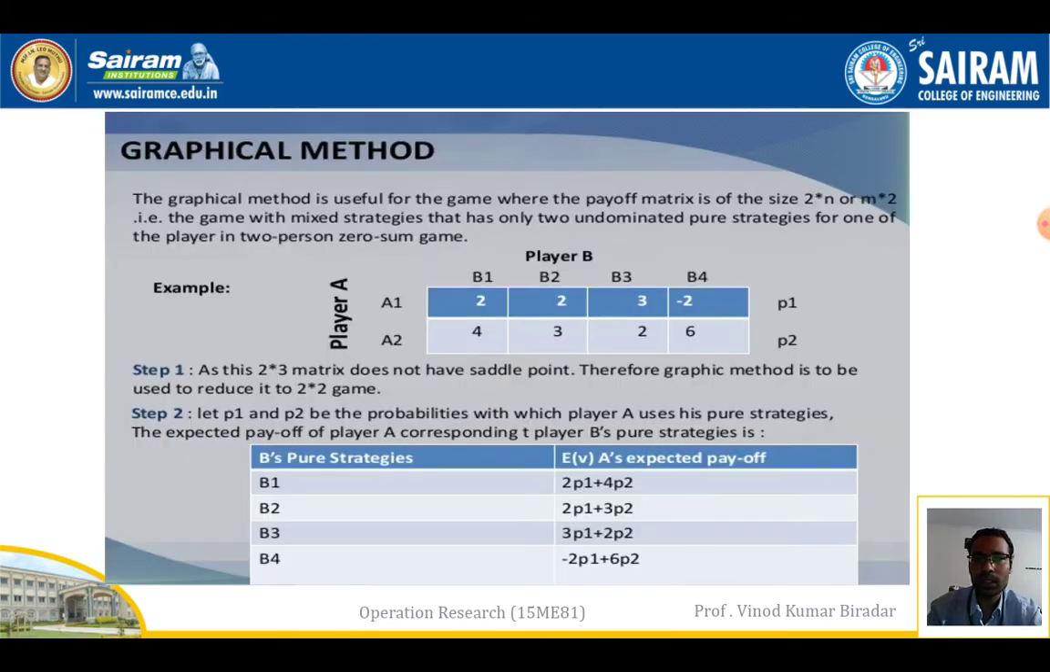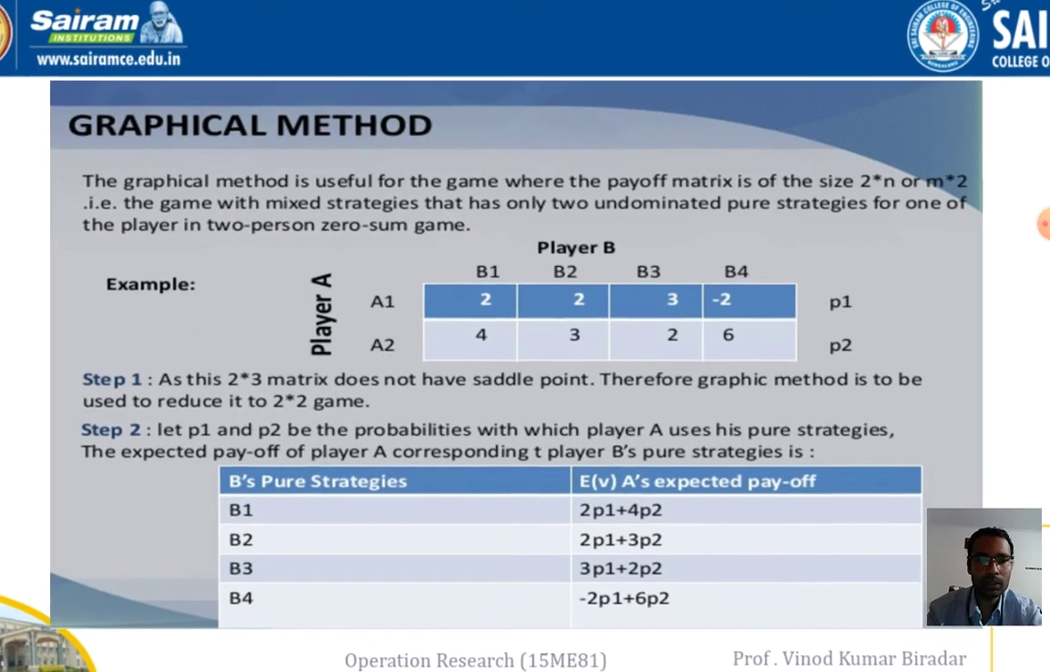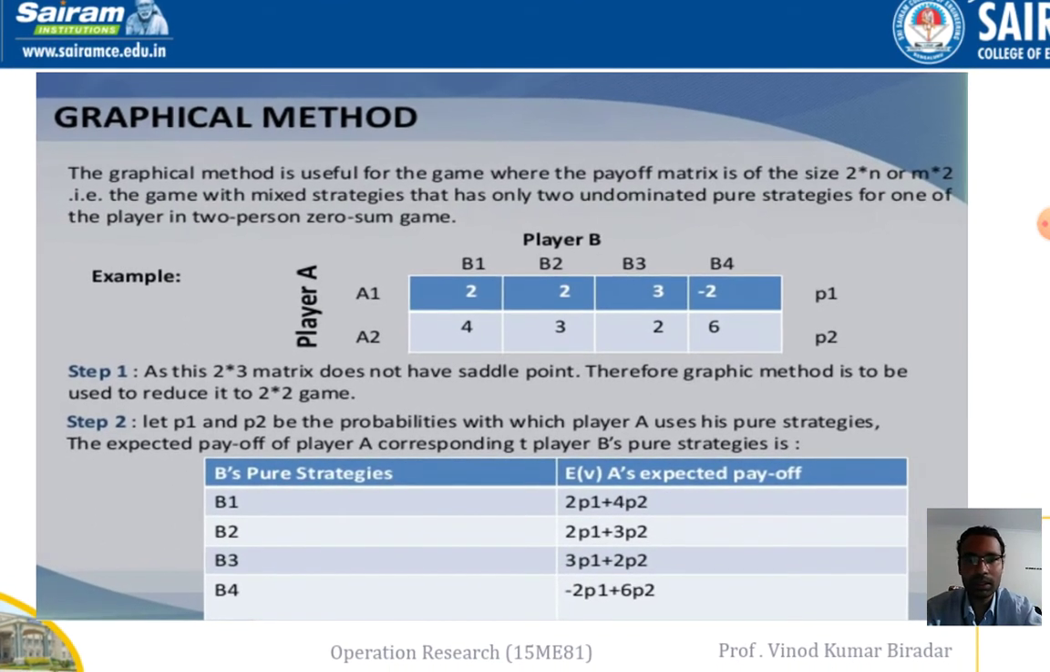Now the question is given like this: solve the given payoff matrix with the help of the graphical method. Observe that this problem has 2 rows and a number of columns, a 2 into n matrix. The graphical method is useful for games where the payoff matrix is of 2 into n or m into 2 type, that is, a game with mixed strategies that has only two undominated pure strategies for one of the players in a 2-person zero sum game. You can identify it because there are 2 rows and n columns, so this problem belongs to the graphical method.